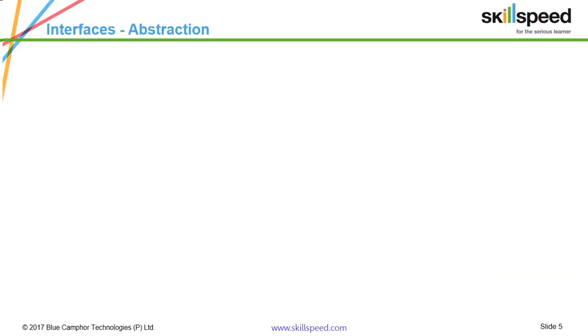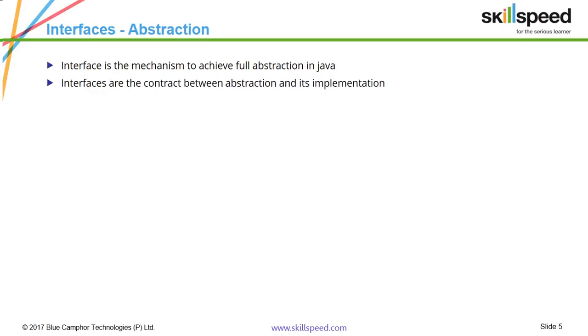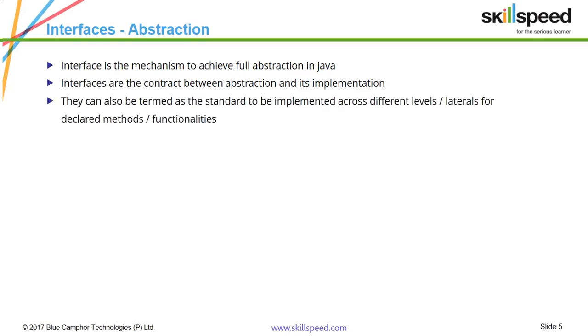Let us look at how interface is related with abstraction. Interface is the mechanism to achieve full abstraction or 100% abstraction in Java. Interfaces are the contract between abstraction and its implementation. They can also be termed as the standard to be implemented across different levels or laterals for the declared methods or functionalities.